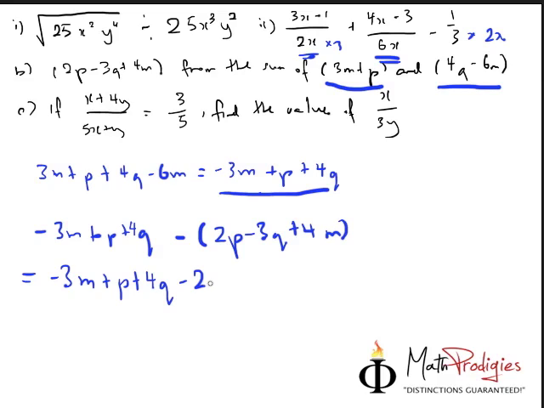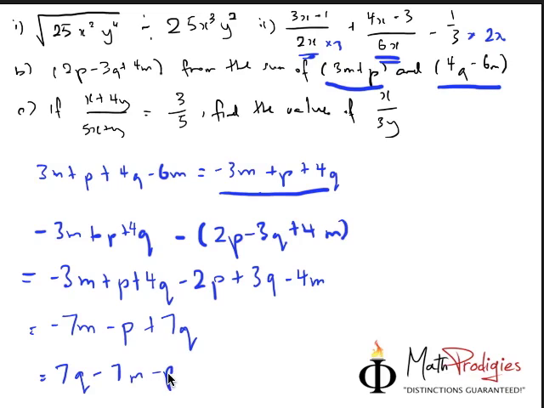Minus times 2p gives you minus 2p. Minus times minus 3q, in other words, minus 1 times minus 3q gives you plus 3q. Minus 1 times plus 4m gives you minus 4m. And that's the ending. So minus 3m minus 4m gives you minus 7m. Plus p minus 2p gives you minus p. Plus 4q plus 3q gives you plus 7q. So that's the answer. Make it look better: 7q minus 7m minus p. I like to do this, and that's the answer.